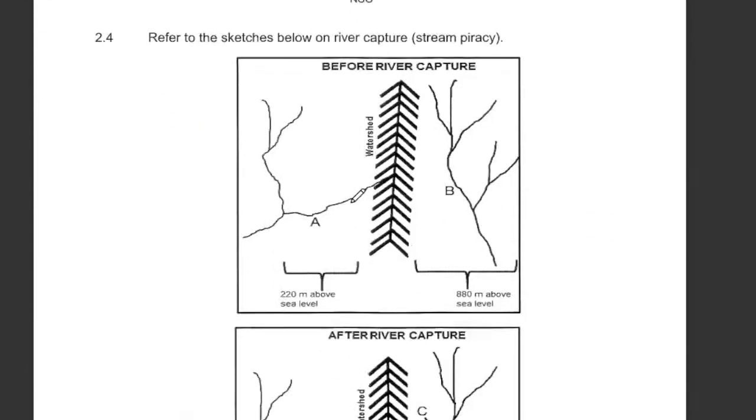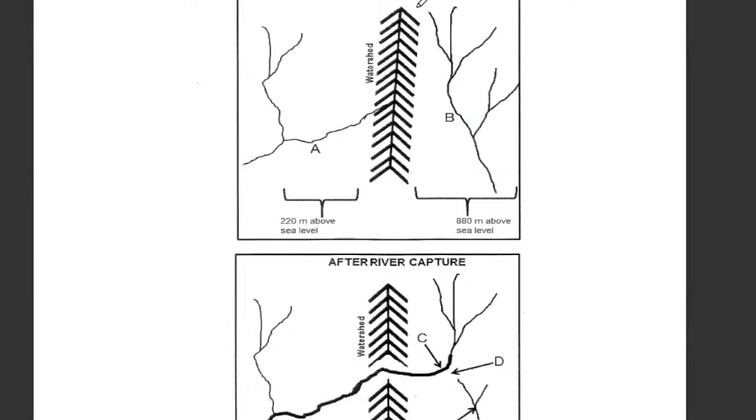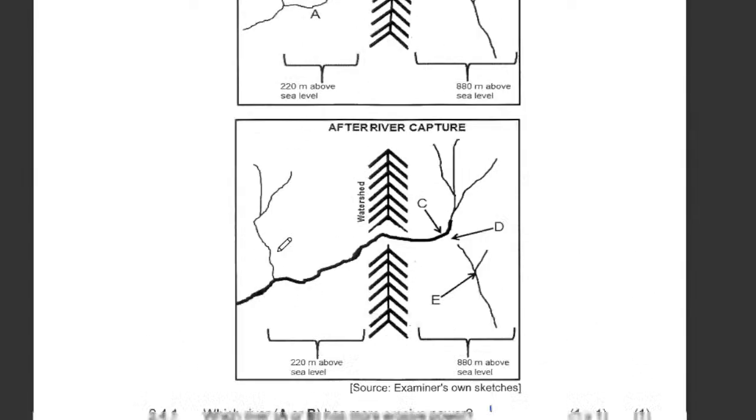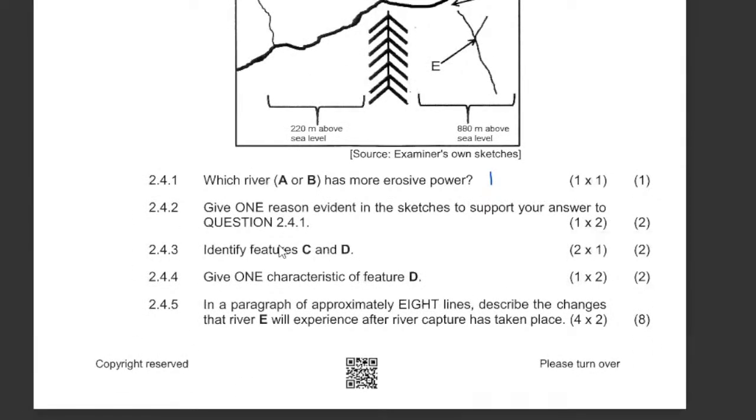Go to rejuvenation here, river capture. It shows us what's happening at A and what's happening at B. Which river, A or B, has more erosive power? Answer, I would say, let's check the memo, it's A. A has more erosive power. Give a reason for your answer.